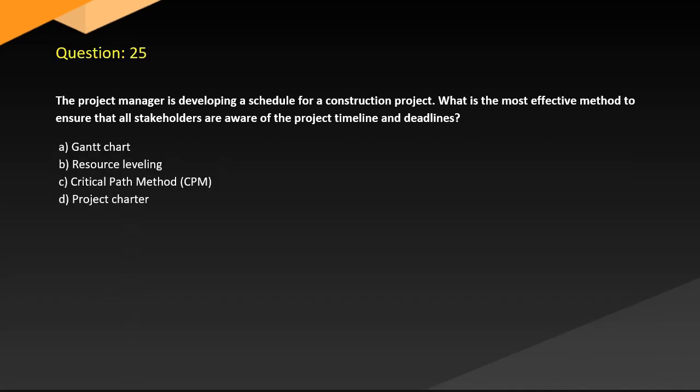Question 25. The project manager is developing a schedule for a construction project. What is the most effective method to ensure that all stakeholders are aware of the project timeline and deadlines? A. Gantt chart. B. Resource leveling. C. Critical path method, CPM. D. Project charter.